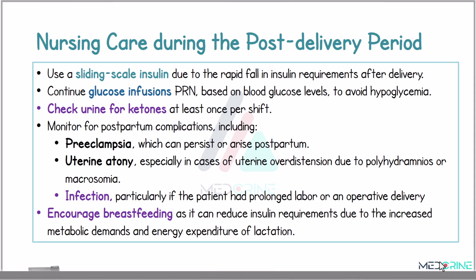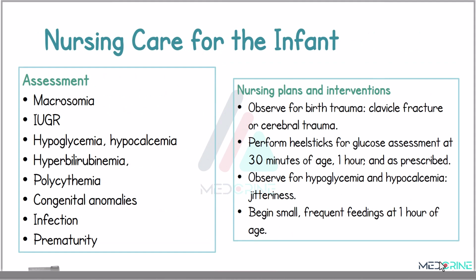In providing nursing care during the post-delivery period, we use a sliding scale insulin due to a rapid fall in insulin requirements after delivery. Continue glucose infusions as needed based on the blood glucose levels to avoid incidences of hypoglycemia. We as well need to check urine for ketones at least once per shift and monitor for postpartum complications that include preeclampsia, uterine atony, and infection. We should encourage breastfeeding as it reduces insulin requirements due to the increased metabolic demands and energy expenditure of lactation.